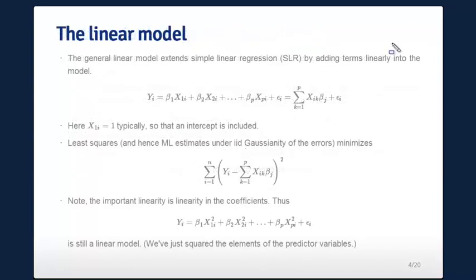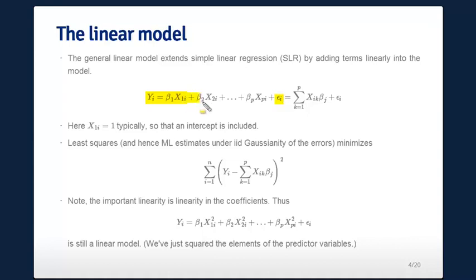So let's talk about the linear model. The general linear model, I think you could guess what it is from simple linear regression. All we do is add terms, right? So here was the linear part of regression to the origin with the error, and we might add an intercept.